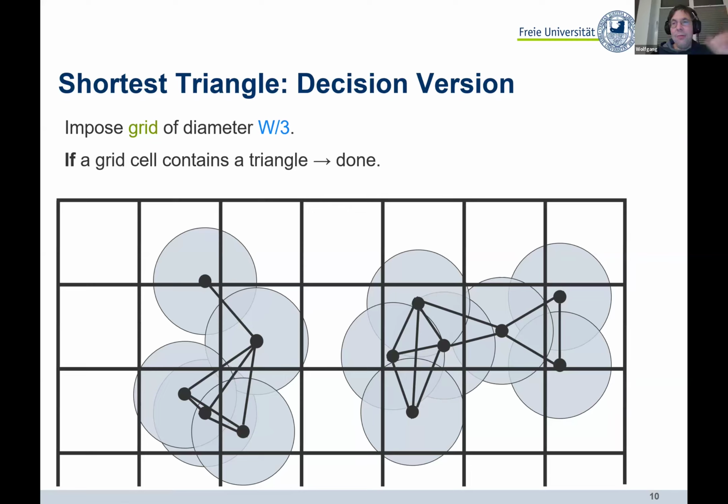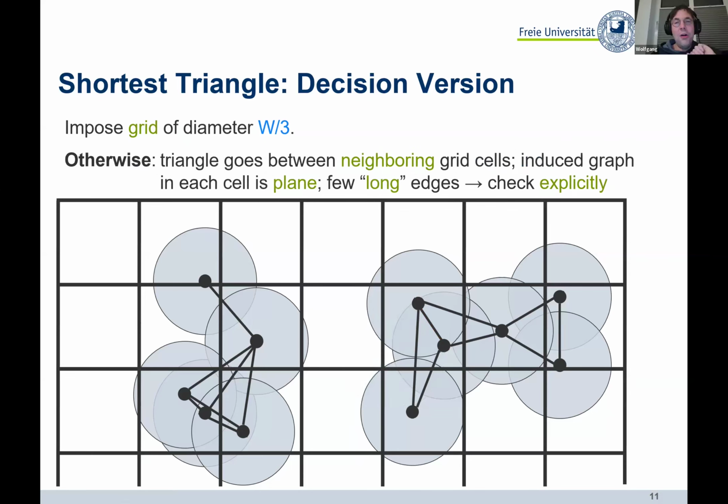So either we find a triangle inside a grid cell, in which case we would be done, or we know that no grid cell contains a triangle. That means the induced subgraph in each cell is planar. And now we also know the triangle has to go between neighboring grid cells. So inside each grid cell there have to be few edges. It has to be sparse.